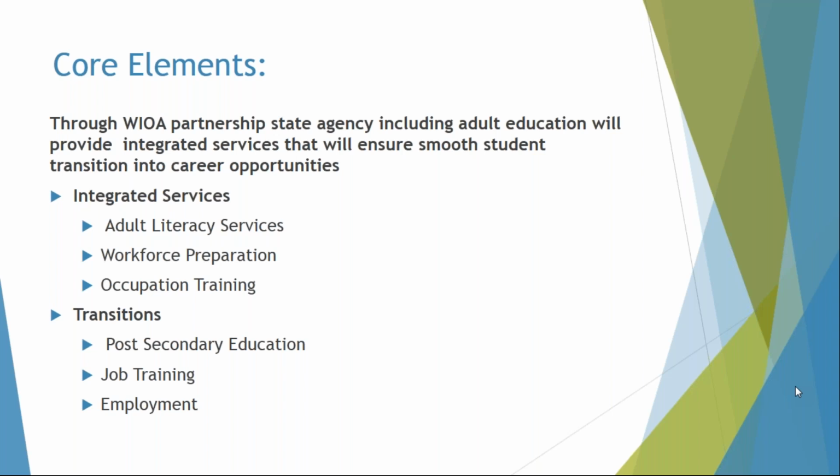To do that, we have to have high quality instruction that is aligned with the college and career readiness standards. That's why we're insisting this year that all instructors go through our standards-based training, because the end game under WIOA is to prepare not only our students for a high school equivalency, but to prepare them for life beyond the high school equivalency. Once a student enters into our adult education program, upon exit, they will be college and career ready, so that way they can transfer into post-secondary education, job training, or employment.